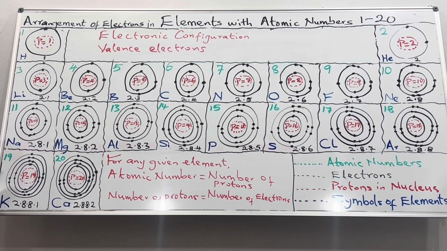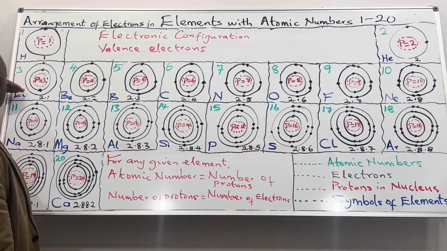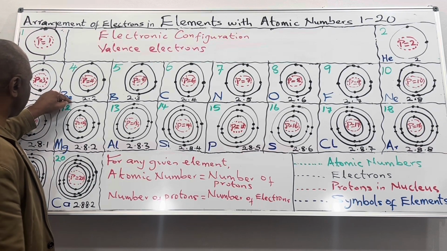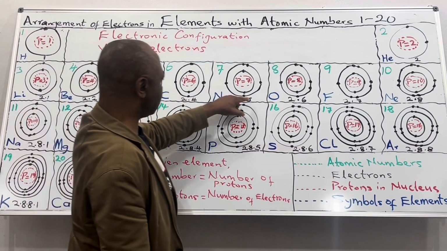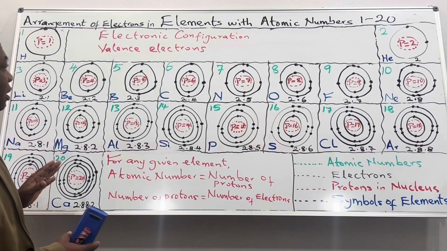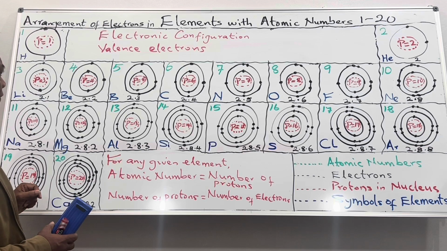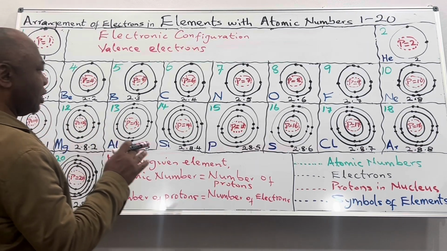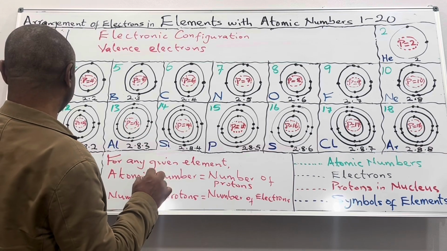Another pattern that can be observed here is that as you move from left to right in a given row, from one element to another, 1 electron is added to the outermost shell. The last pattern we can observe here is that the electrons are added periodically as you move from one element to another with increasing atomic number.